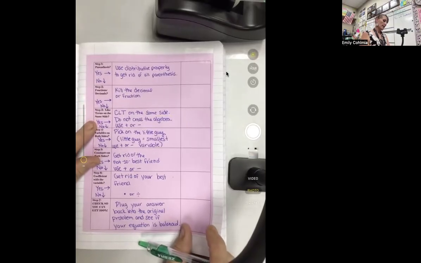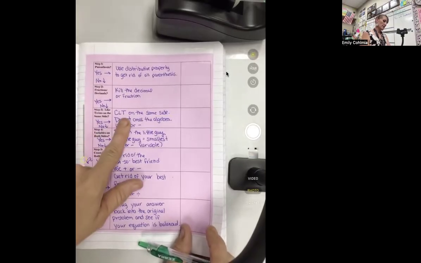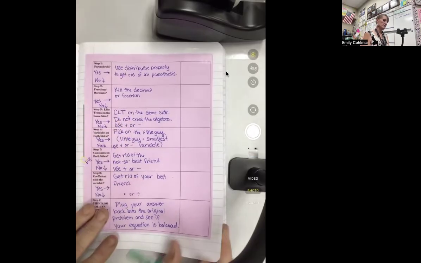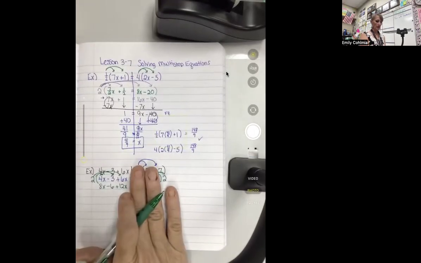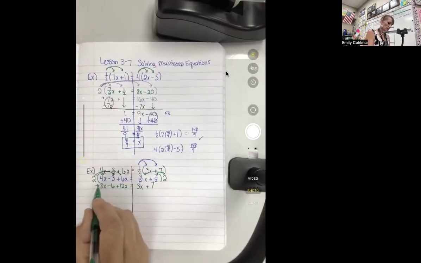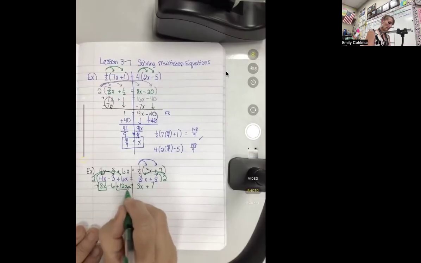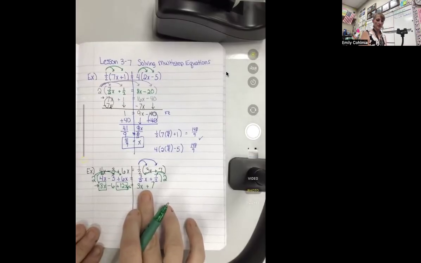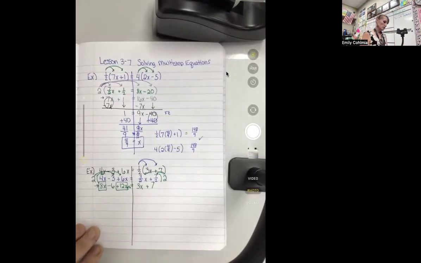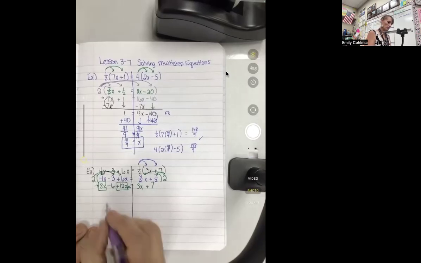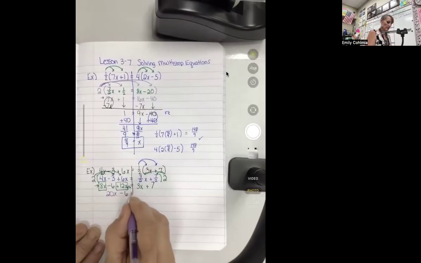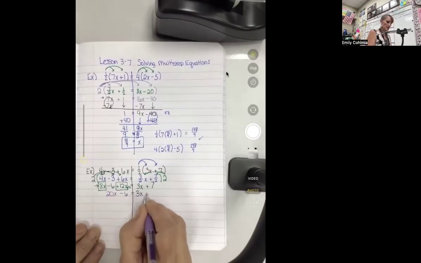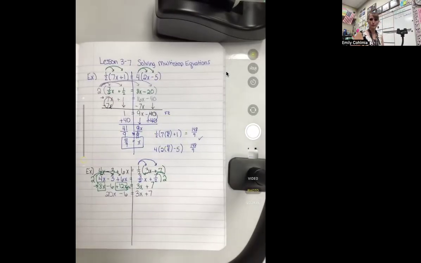Step 3 then, if we have like terms on each side, we need to combine on the same side. So combine like terms on the same side. So over here, we do have some like terms. We've got one here and there. There's my like terms here. And I don't have any like terms on this side, so I don't have to worry about that side. So I'm going to combine 8 and 12, which gives me 20x. My -6 I'm just going to bring down. And over here I have 3x plus 7. That one doesn't change. Okay, so we're done with that step.